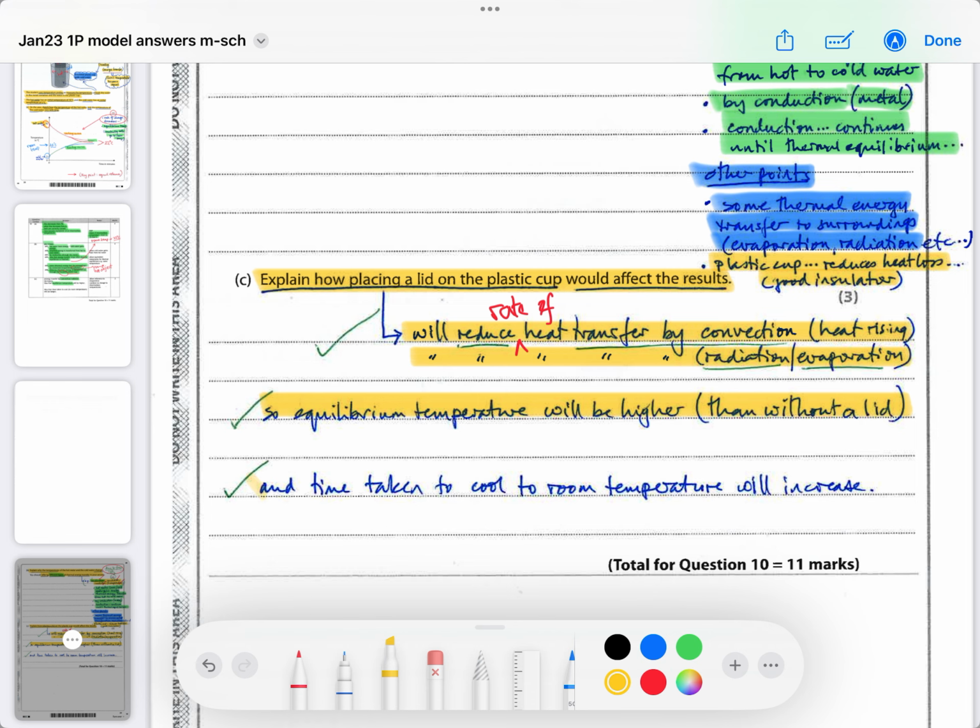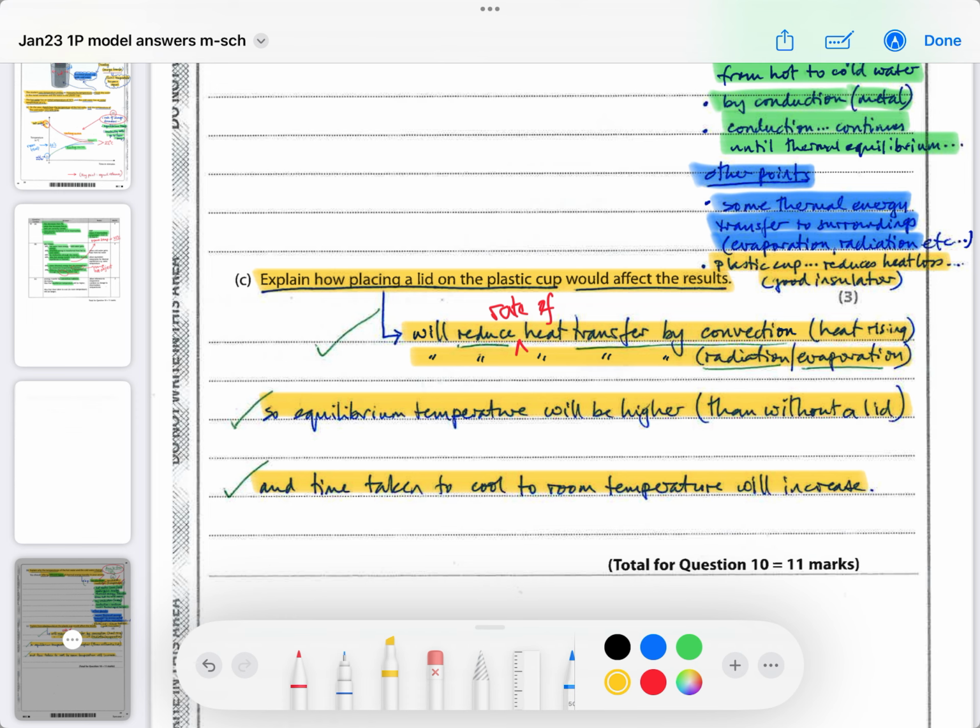Okay, and the time taken to cool to room temperature will also take longer. It will eventually cool down, just like anything, even in a thermos flask. If you leave it long enough, the heat will be able to escape. There will be ways for it to escape.